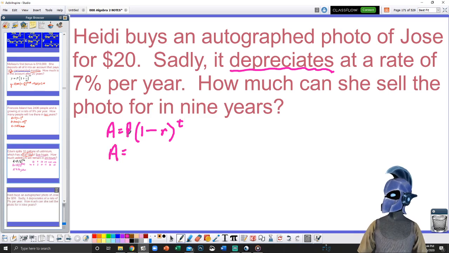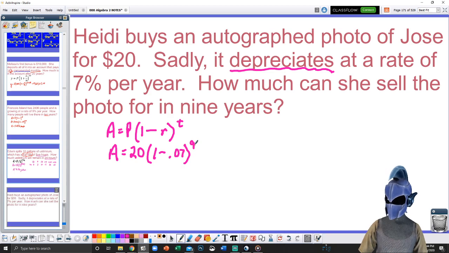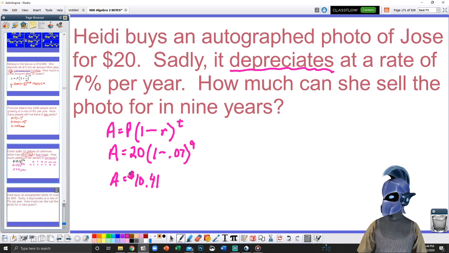So here we go. P is the original amount that you had, that's $20. Here I've got 1 minus 7%. When I put that in decimal form is 0.07. It's 9 years, so I put a 9 there. On my calculator, I'm typing 20 times 1 minus 0.07, and then exponent key 9, and my calculator says that amount is 10.41 since we rounded, and this is money. So in 9 years, Jose's autograph is only worth $10.41. Poor Jose.